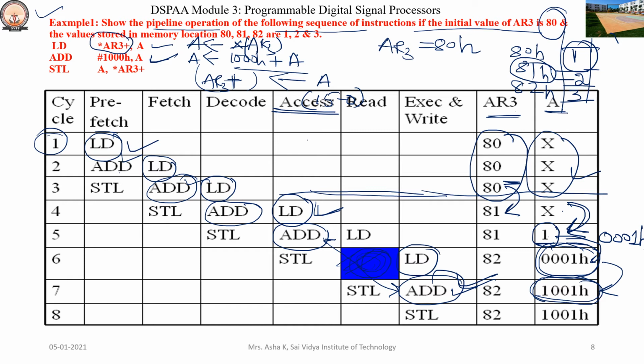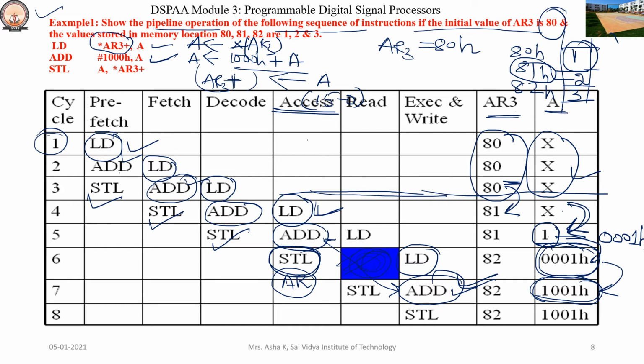Similarly, try to analyze the store lower word of the data instruction. It is now in the prefetch phase, the fetch phase, the decode phase. When it has come to the access phase, what happens? The auxiliary register is updated. Where have we learned this? We learned it in the previous slide. In the access phase, the stack pointer and the auxiliary registers will be updated.